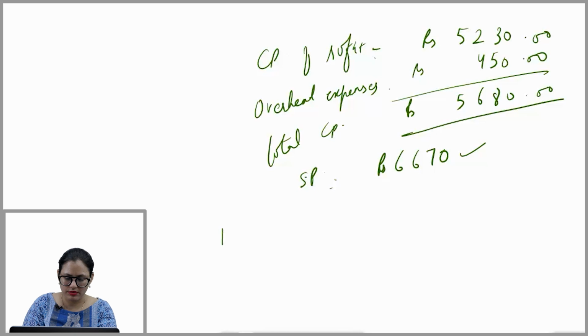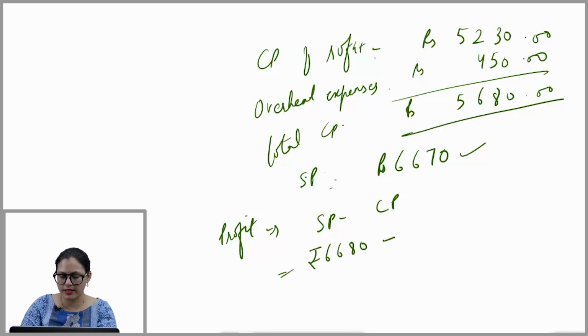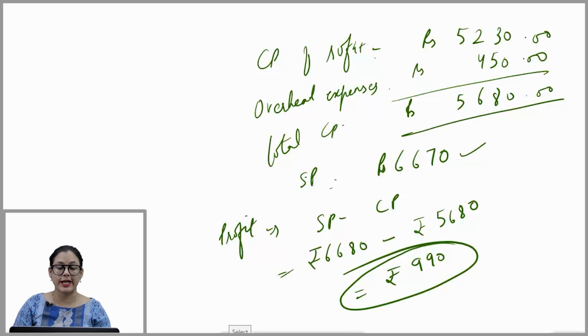So his profit would be SP minus CP. Okay, so we will subtract CP from SP, and we will get 990 rupees. So he made a profit of 990 rupees, right?